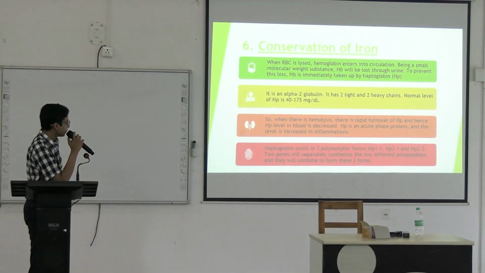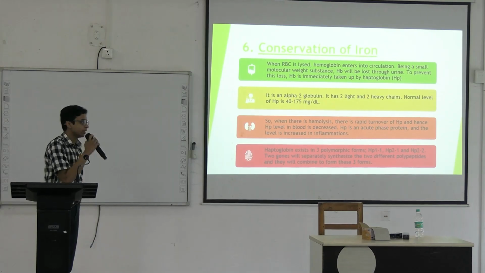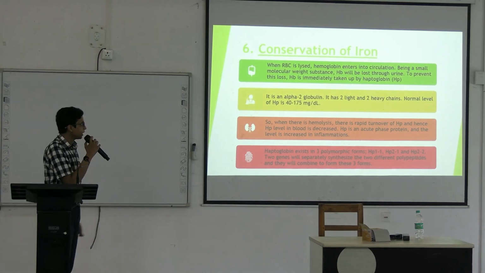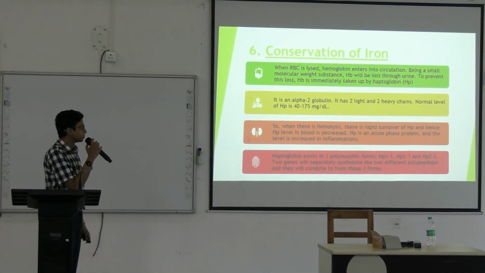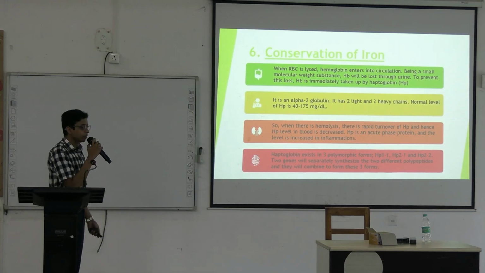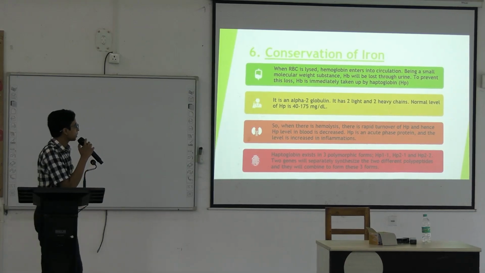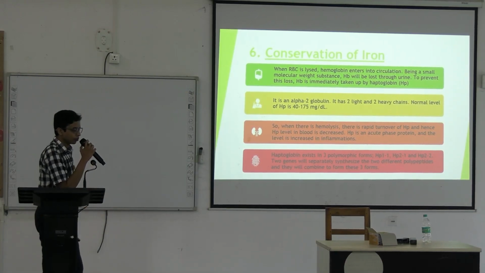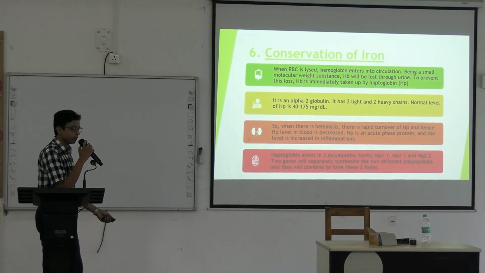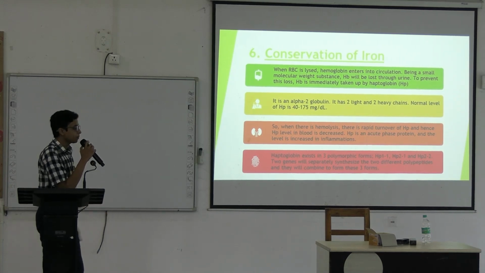Talking of the conservation of iron, when RBC is lysed, the hemoglobin enters the circulation. Being of small molecular weight, the hemoglobin can go through the urine. So to prevent the loss of hemoglobin, the hemoglobin is directly taken up by haptoglobin. So then, what is haptoglobin? Haptoglobin is an alpha-2 globulin. It has two light and two heavy chains. The normal level of haptoglobin is 40 to 175 mg per dl.